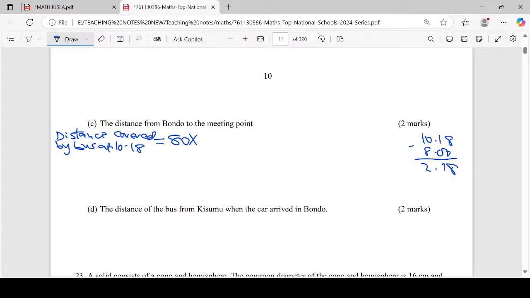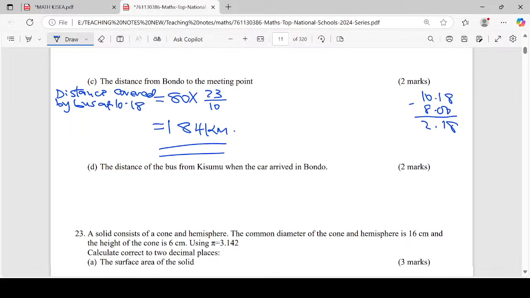When you convert 2 hours 18 minutes into full hours, you get 23 over 10. So this is 80 times 23 over 10. When you multiply that, you get 184 kilometers. That is the distance from Bondo to the meeting point. As simple as that. Let's look at the next one.